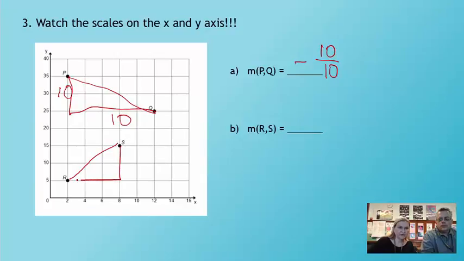Okay, so for our last point, I have RS. Again, let's do the slope triangle. If I look at the rise, I go from 5 to 15. So this one again is 10 units. And I go from 2 to 8, which is 6 units. I'm going up to the right, so my slope will be positive. 10 over 6. And we can simplify this one as well. So let's put this as 1 and 2/3.